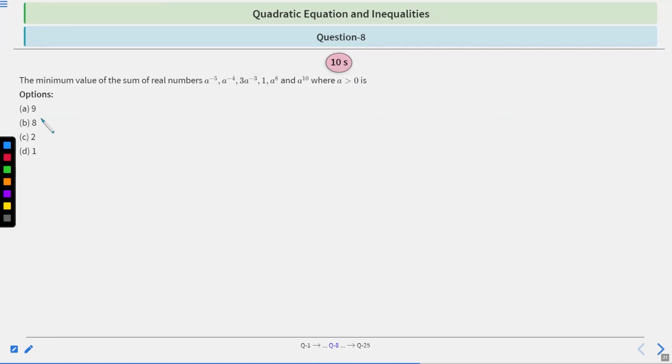Question number 8. The minimum value of sum of real numbers a to the power minus 5, a to the power minus 4, 3 a to the power minus 3, 1, a to the power 8, and a to the power 10, where a greater than 0 is. So let's move to the solution after 10 seconds.